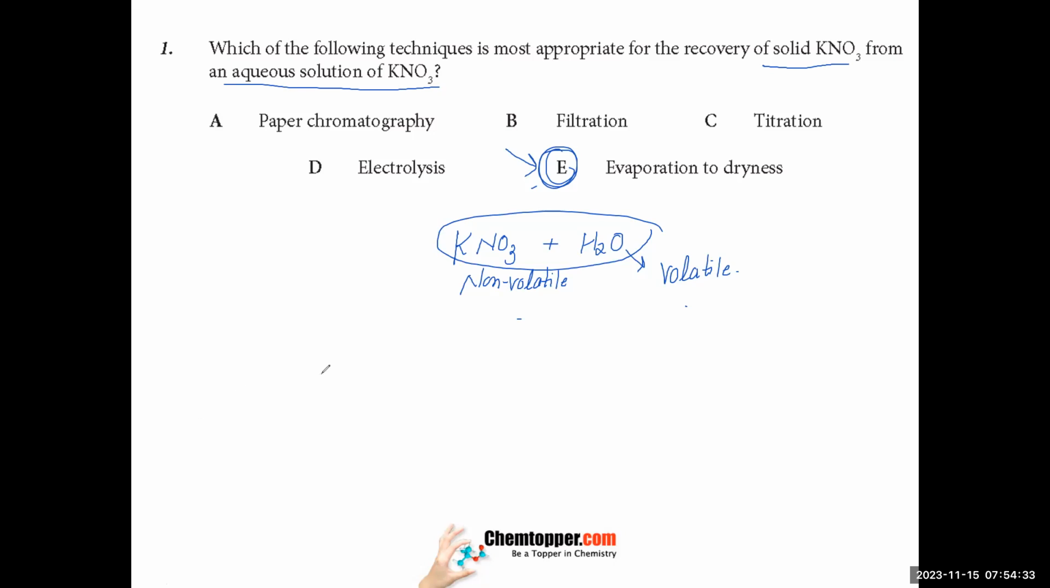KNO3 is an ionic compound. K plus, NO3 minus, ionic. All ionic compounds exist in solid form. They are non-volatile. They have very strong attractive forces, plus minus. So they don't get converted into gas.